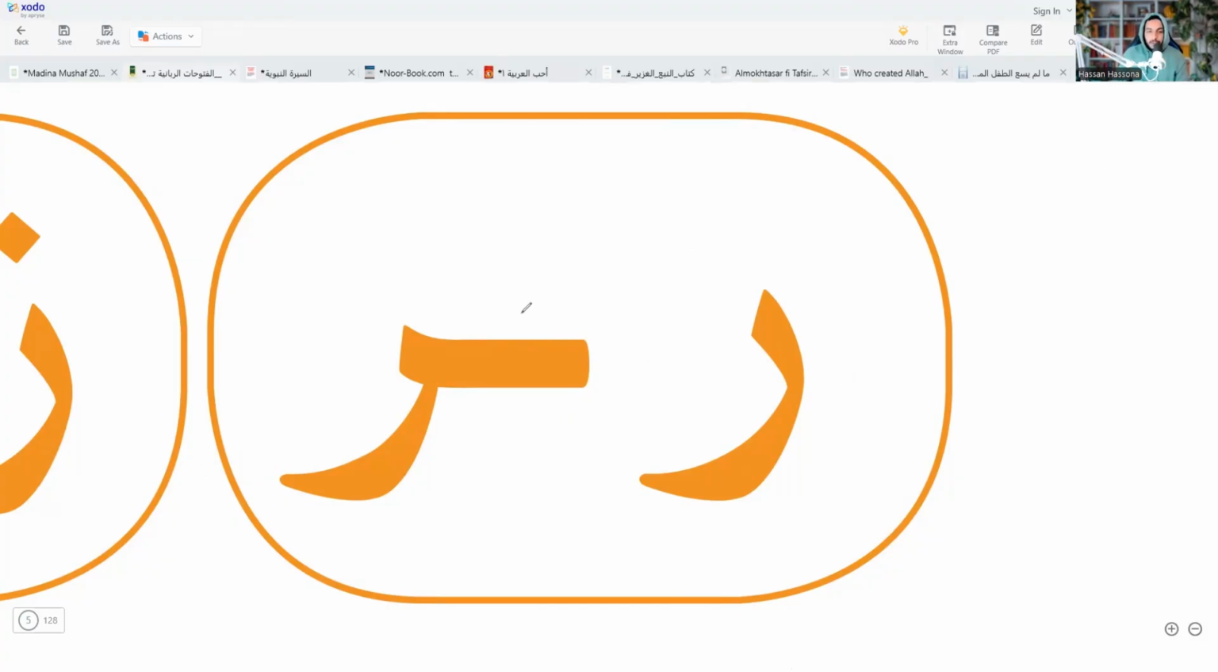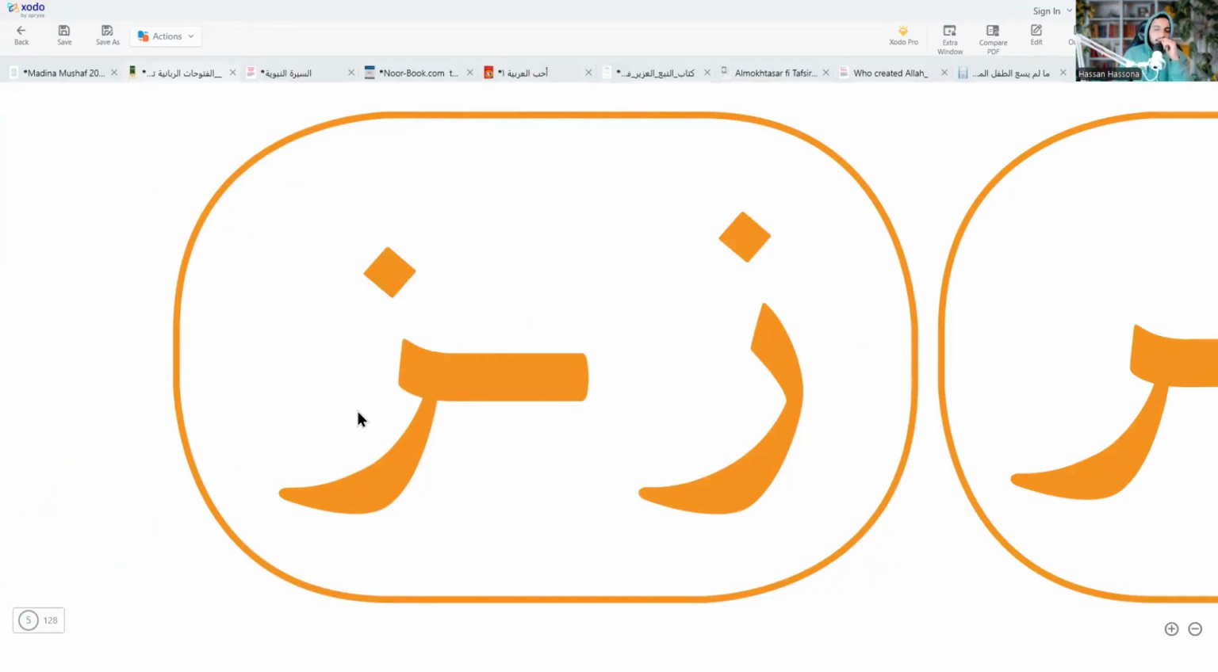Ra also only connects from the right side, from before, not after. You will never ever see any letter connected with a Ra from the left. And that's a Ra at the beginning of the word, and that's a Ra connected from before.